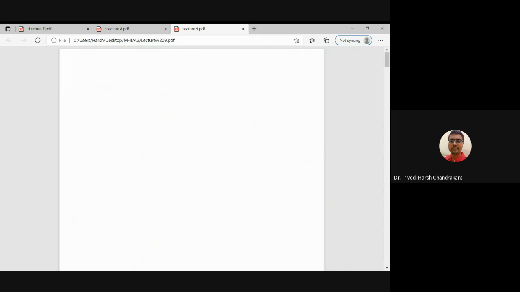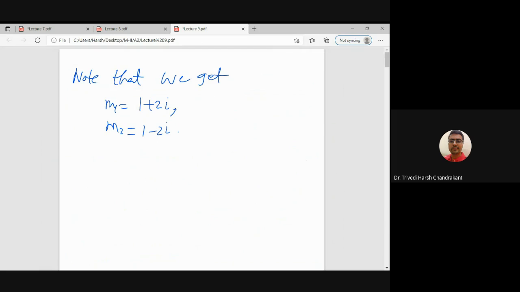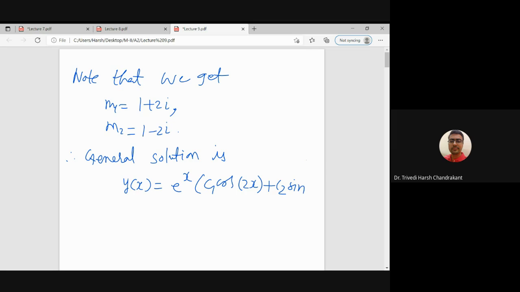Then we'll find the roots of this polynomial. Note that we get the values of m: m1 is equal to 1 plus 2i, m2 is 1 minus 2i. So that means alpha is 1 and beta is 2. Therefore the general solution is y(x) equals e power alpha x, where alpha is 1, so e power x, times the first constant times cos beta x, where beta is 2, plus c2 times sin beta x.